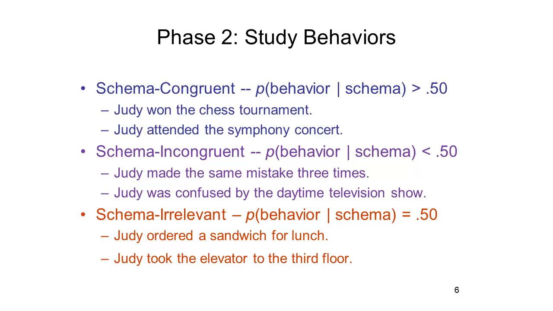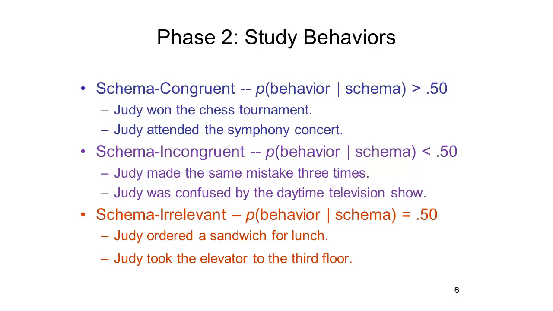Some of these behaviors are schema congruent, in that they have a high probability of having occurred given the impression that we have of the person, such as Judy won the chess tournament and Judy attended the symphony concert. These are the kinds of behaviors we'd expect from an intellectually sophisticated, artistically sensitive, refined person.